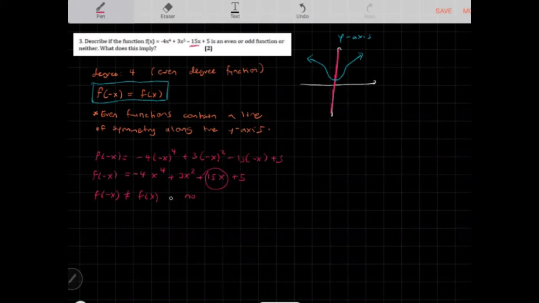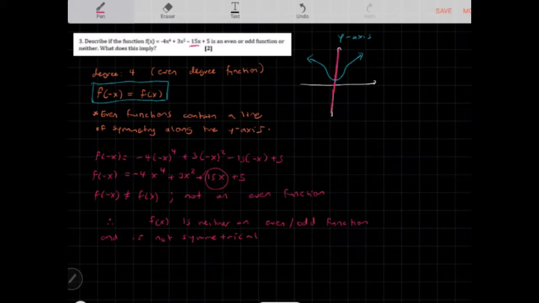So because this is not an even function, and we know that odd functions have to have an odd degree, then we just simply say that therefore the function f of x is neither an even or odd function, right, and is not symmetrical. Right? There is no line of symmetry that encompasses the function, right?